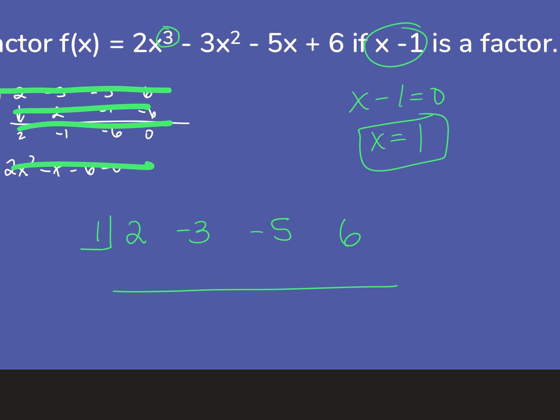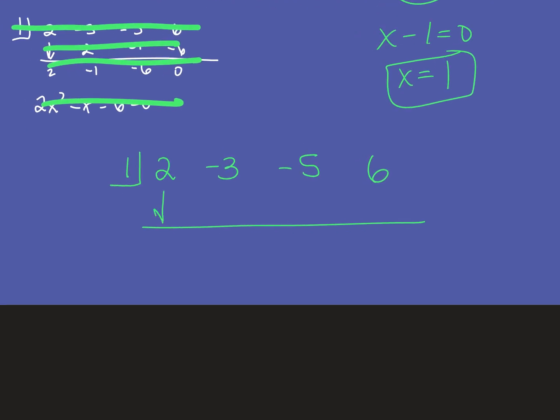So the coefficient of x cubed is 2. Coefficient of x squared is negative 3. Coefficient of x is negative 5. And then your constant is 6, correct? All right, so for synthetic division, you bring down the first term. And when we synthetically divide, you multiply to the corner and you add down. So 2 times 1 is 2. When I add down, negative 3 plus 2 is negative 1, perfect.